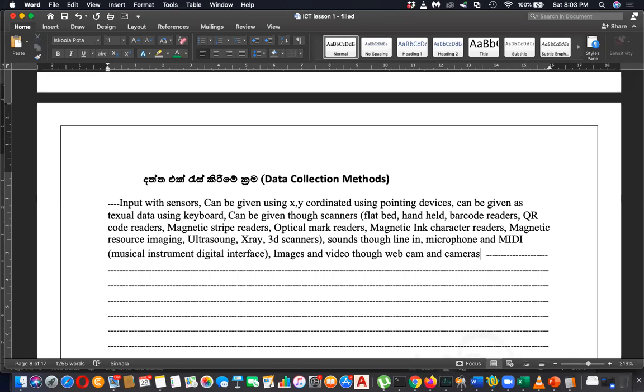Okay, various types of scanners are there. Various types of audio inputs, video inputs, and textual inputs. Pointing devices include mouse, joystick, touchpad, touchscreen, light pen. All are pointing devices, devices that can go to any place on any screen. All these are examples of data collection methods, or data input methods.